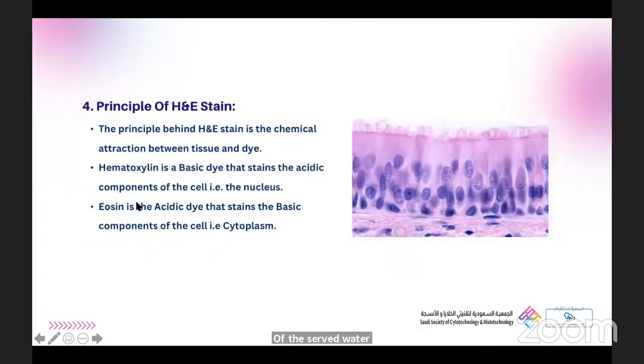Next, the principle of H&E stain. This is all about the chemical affinity of the hematoxylin and eosin stain. Since the chromatin is the acidic part of the cell, the basic dye, which is the hematoxylin, is going to be attracted to it. On the other hand, the eosin, which is the acidic dye, will bind to the basic part of the cell and the extracellular substance such as the muscle and the RBCs.